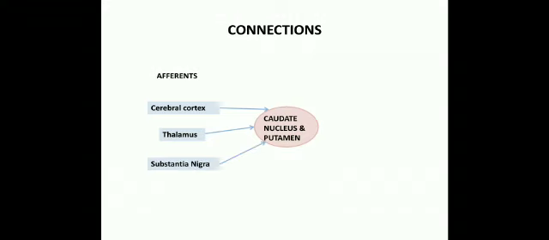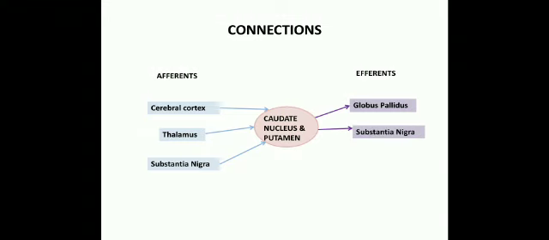So, now the connections of the caudate nucleus and putamen, because these two are structurally similar. The afferents are from the cerebral cortex, particularly the area 4 and 6, the thalamus, that is from the medial, intralaminar and midline nuclei, and the substantia nigra. The efferents go chiefly to the globus pallidus, and also to the substantia nigra and to the thalamus.